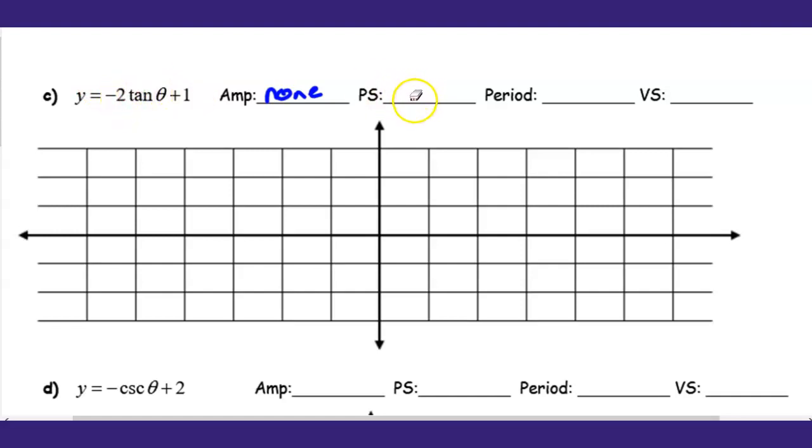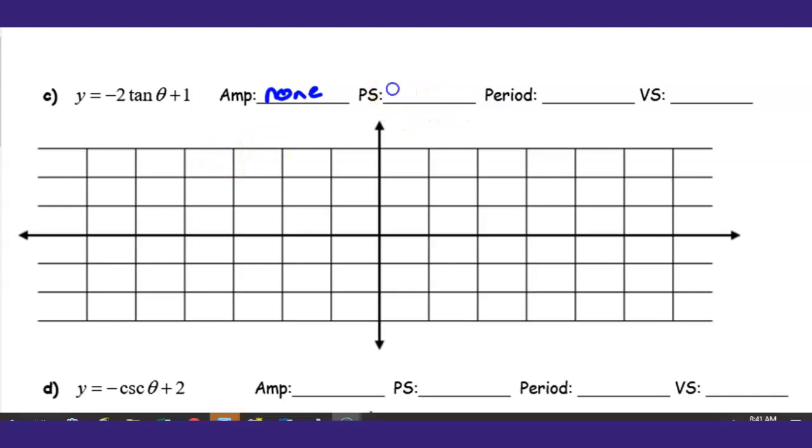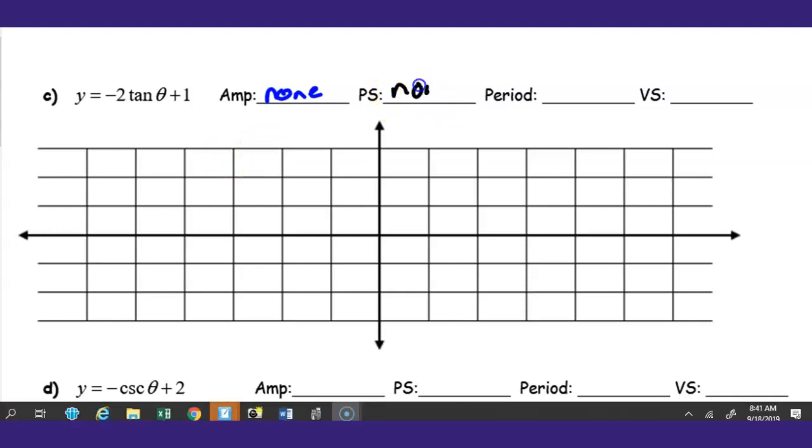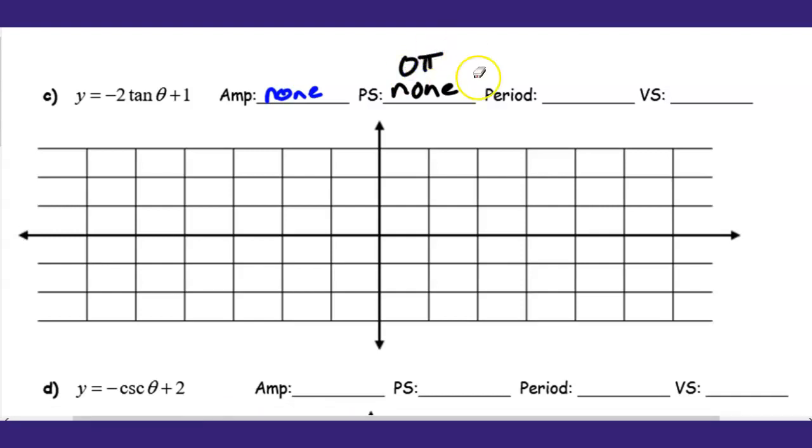Alright, the phase shift. Is there a C value? No, there's none of that either. No phase shift, or I'm gonna go with 0 pi. There's a reason why, I'm gonna tell you in a second. The period. Y'all remember how to find the period of tangent? Pi over k. For tangent and cotangent, pi over k. So what's k? 1. So we have pi over 1, which is pi.